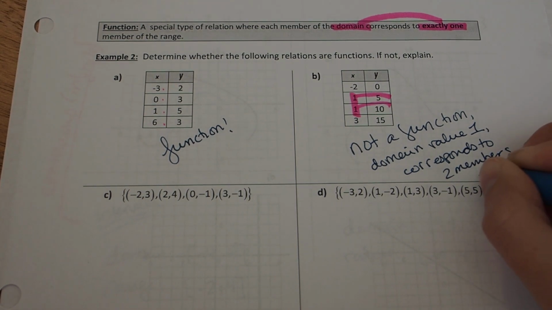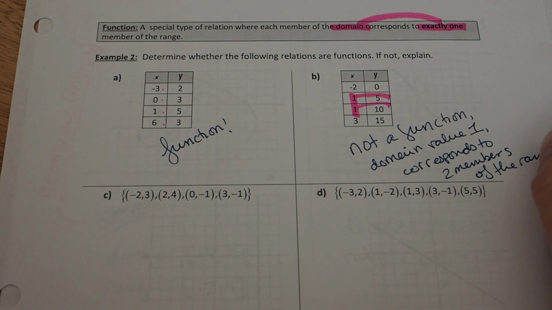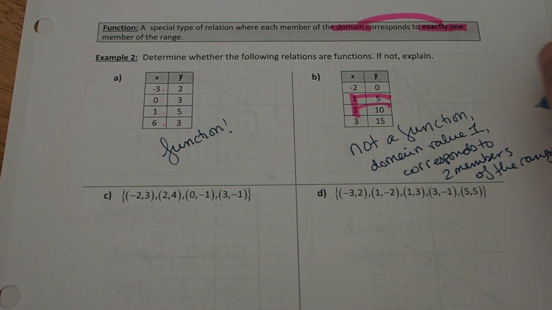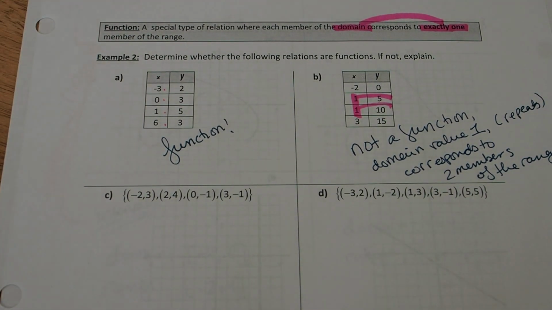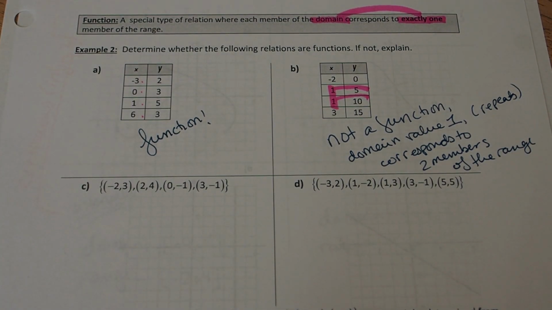Or it occurs twice. All right. It repeats. To make that shorter, next time we'll just say it repeats. The domain value 1 repeats.